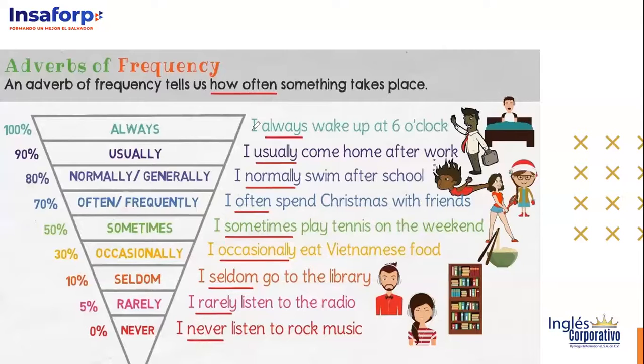So put those frequency adverbs in practice using always. You can say, I always drink coffee in the morning. Okay, 100%. I usually eat eggs for dinner. I generally eat rice for lunch. I often eat pupusas at dinner time. I sometimes drink milk. I occasionally drink tea. I seldom eat meat. I rarely eat vegetables. And you can also say, I never eat pastry.